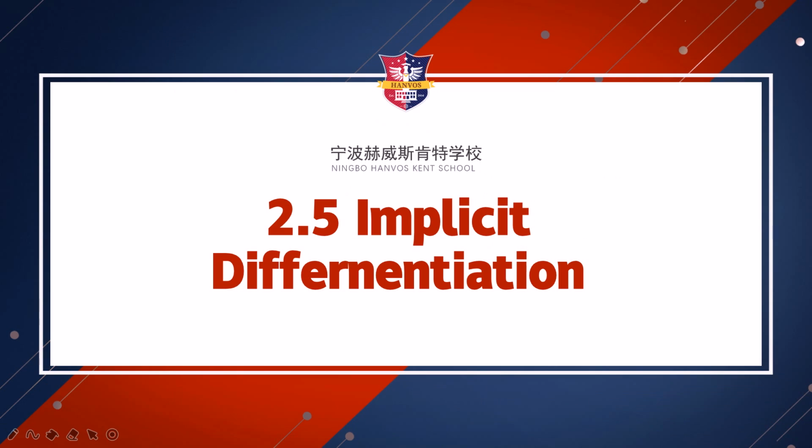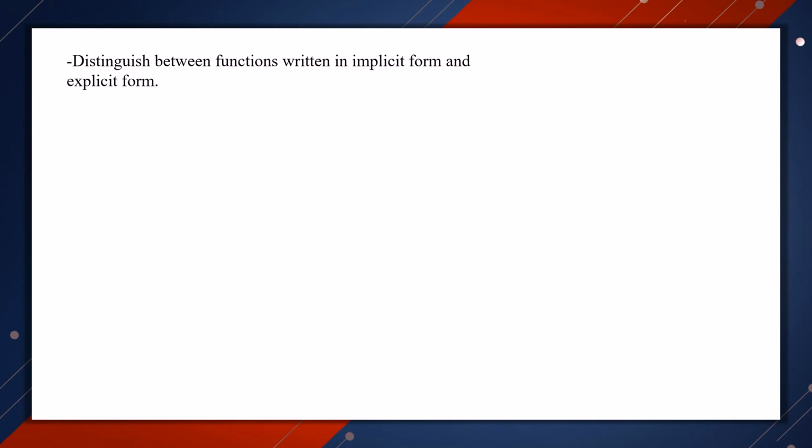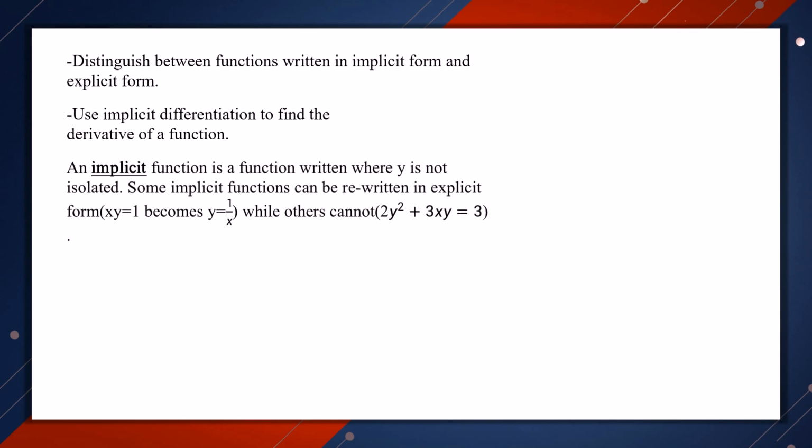Today we will talk about implicit differentiation. Distinguish between functions written in implicit form and explicit form. We can use implicit differentiation to find the derivative of a function. An implicit function is a function written where y is not isolated. Some implicit functions can be rewritten in explicit form.